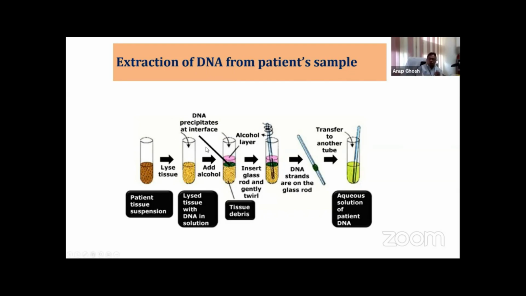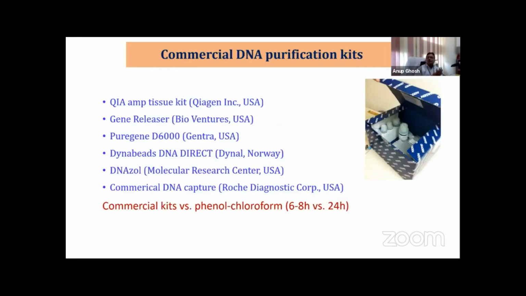So this is a little older method, where the tissue is lysed, then you add alcohol. And in the previous days, they used to take this DNA fragment into a glass tube, and then people purified the DNA. But recently, we have so many kits available in the market, like the QIAamp tissue kit and GeneReleaser. These are all the kits available. You can use these. They have set the protocol, and you can extract the DNA.